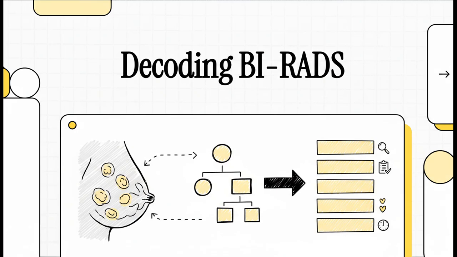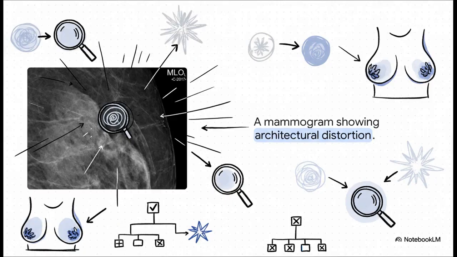Have you ever gotten a medical report and felt like you were trying to read, I don't know, a completely foreign language? Well, today we're going to decode the one for mammograms. It's a system called BI-RADS, and it's the amazing tool that helps turn a really complex image into a clear path forward for your health.